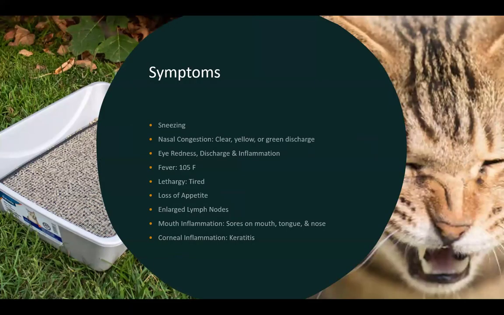So symptoms of feline rhinotracheitis are sneezing and nasal congestion. It could be clear, yellow, or green discharge, eye redness, discharge and inflammation, fever of 105, lethargy, loss of appetite, enlarged lymph nodes, mouth inflammation such as sores on the mouth, tongue, or nose, and then corneal inflammation, which is... No, I'm not. Keratitis. I'm not. Nope. I think it means inflammation of the cornea.